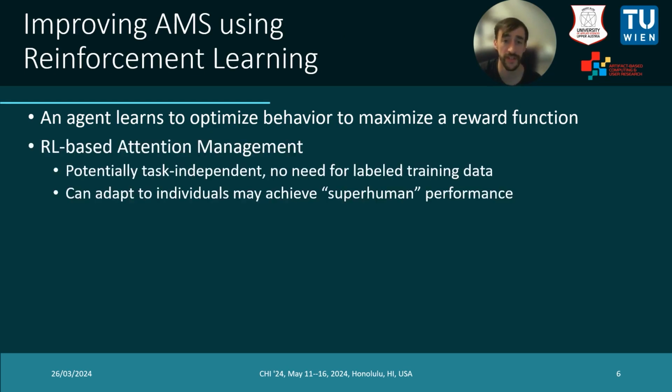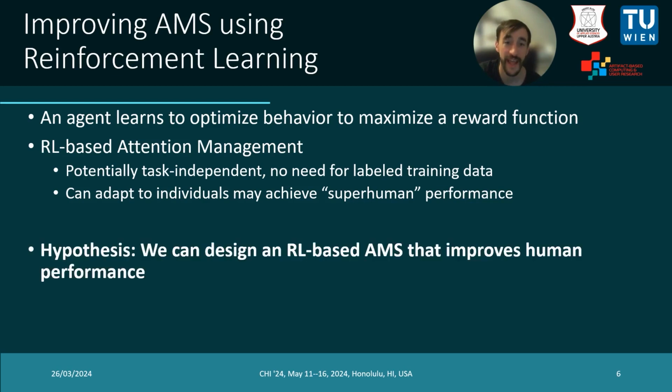And since we are using reinforcement learning, we do not need to collect the training data beforehand, and therefore we are more task independent, and we do not need this hard and time-consuming training data collection process. But the most important point is, since we are not relying on human experts, we can now learn this superhuman performance. And therefore we claim with our solution that we can design a reinforcement learning-based attention management system that improves human performance without the need of any training data.